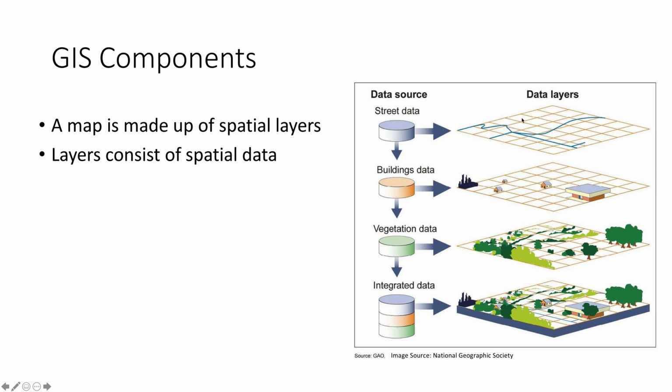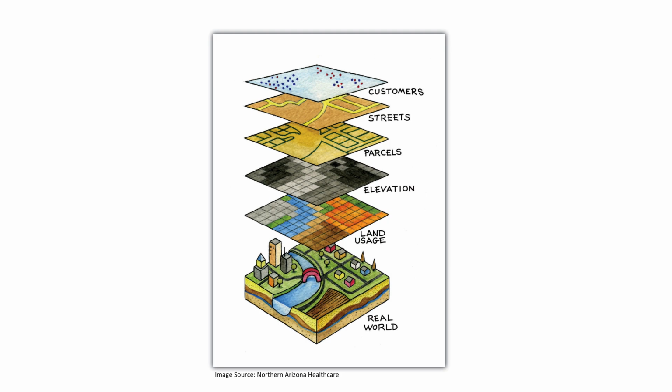So once we combine these different layers, we actually get this whole map in itself, but we need to have these different spatial layers in order to do something like that. Here's another visualization that kind of explains this point. So again, to create this map here, we need to incorporate different spatial data layers.